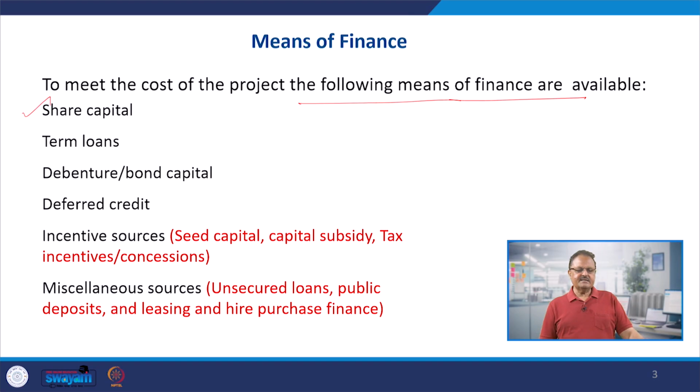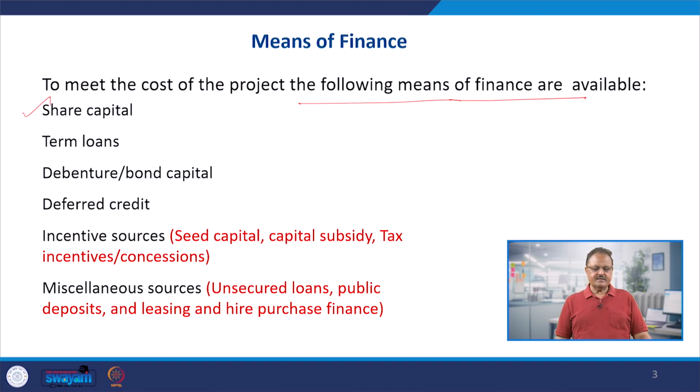Term loan is basically an external source of funding, meaning through borrowings from the market we can generate funds in the form of term loans, by borrowing from different sources, maybe financial institutions, banks, or other organized sources of funding.